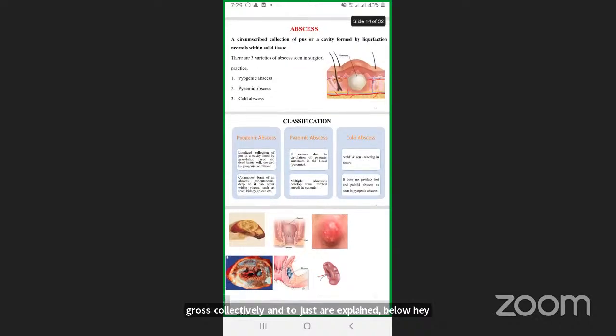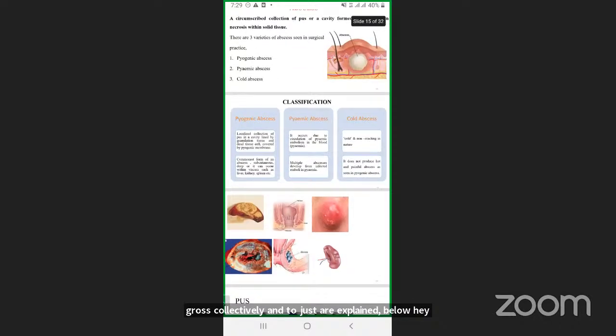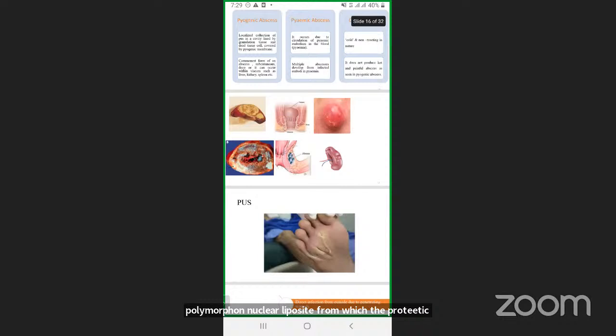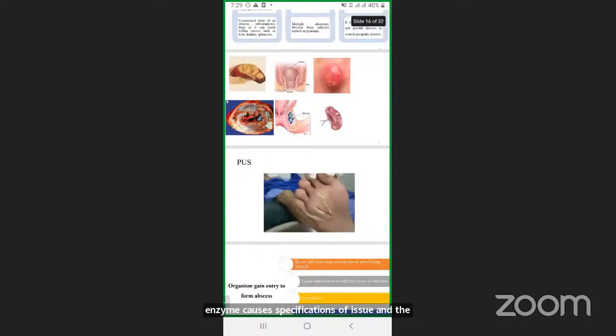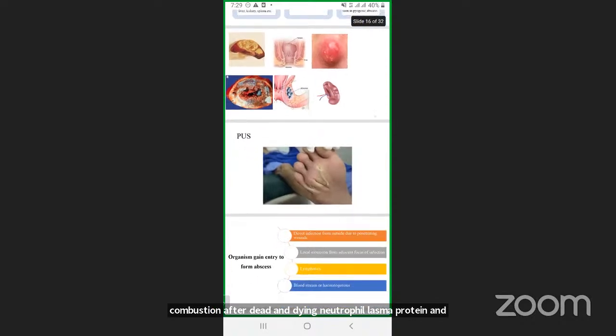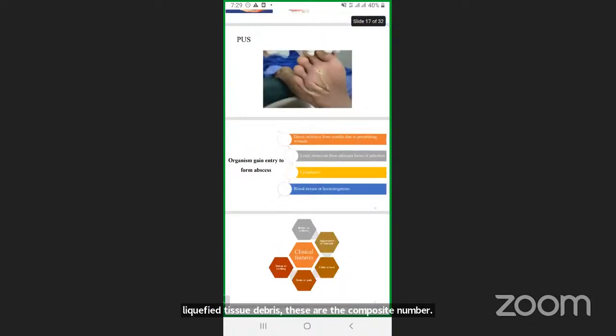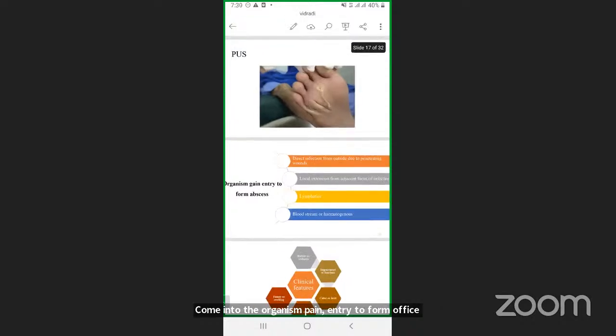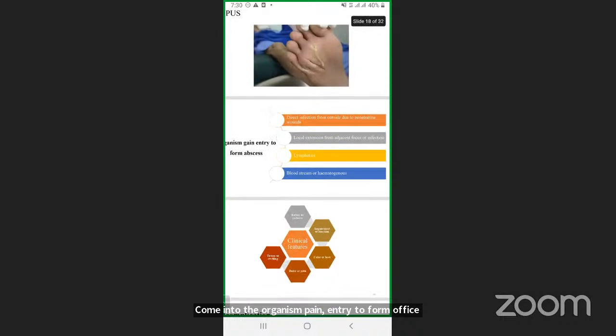Next, coming to the pus. Pus is actually a collection of polymorphonuclear leukocytes, from which the proteolytic enzymes cause liquefaction of the tissues. And the composition of the pus is dead and dying neutrophils, plasma proteins, and liquefied tissue debris. Coming to how organisms gain entry to form abscess, there are 4 classifications: direct infection from outside due to penetrating wound, local extension from adjacent focus of infection, lymphatics, and bloodstream or hematogenous.